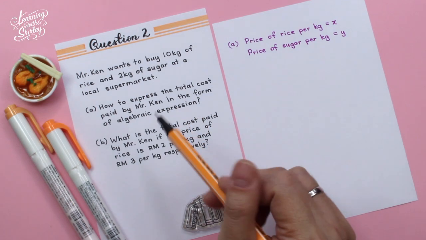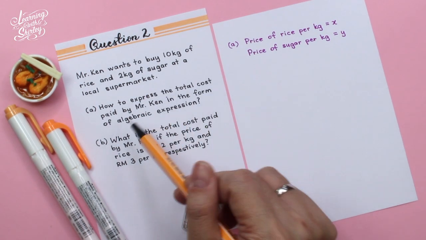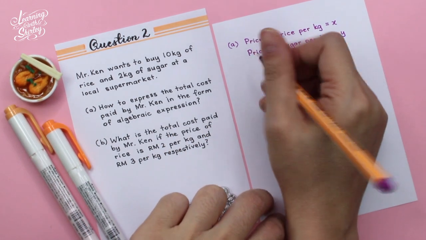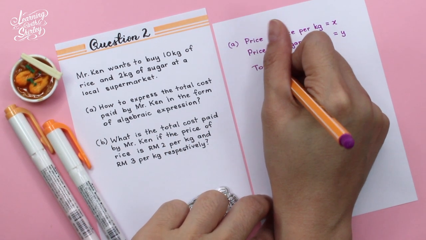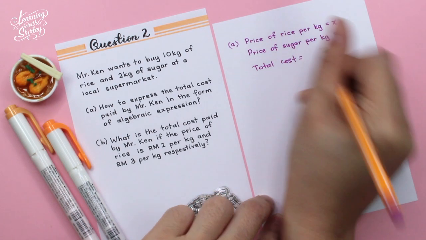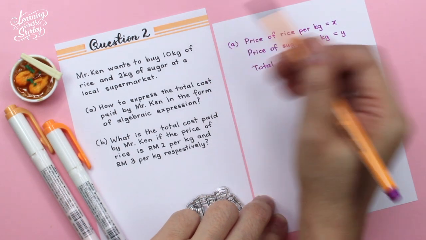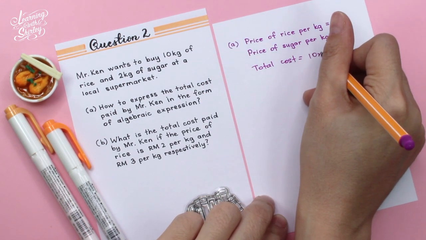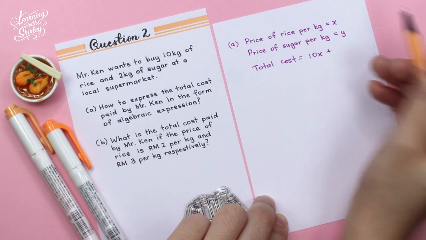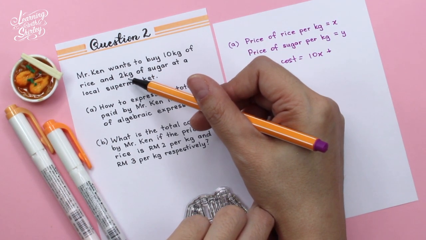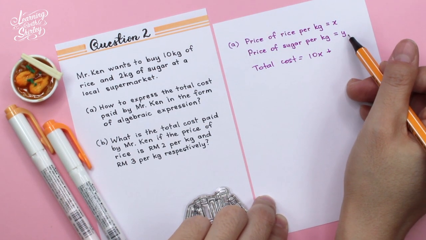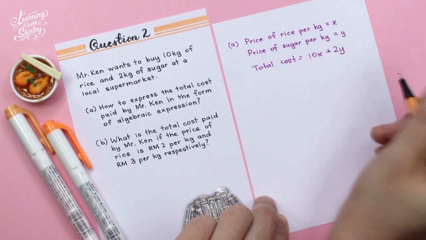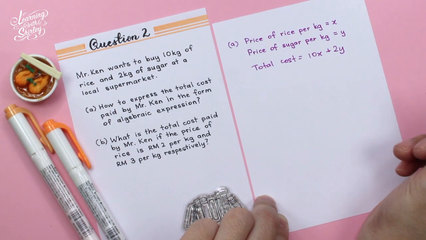So let's look at A, how to express the total cost paid by Mr. Ken in the form of an algebraic expression. To find the total cost, we're going to use the mass times the price per kg. So 10 times x is 10x. And plus, the mass for sugar, which is 2 kg, times the price per kg, which is y. So it'll be 2y. So this is the answer in algebraic expression.